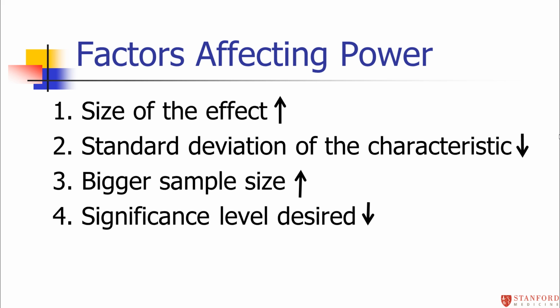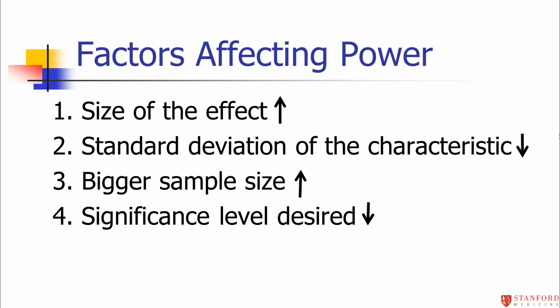So you can see that all of these factors work together to affect statistical power. If we have a bigger effect size, that's going to increase our statistical power. If the thing that we're measuring, our outcome, is more variable, if the standard deviation is greater, that's going to decrease our statistical power. Bigger sample size will increase our statistical power.